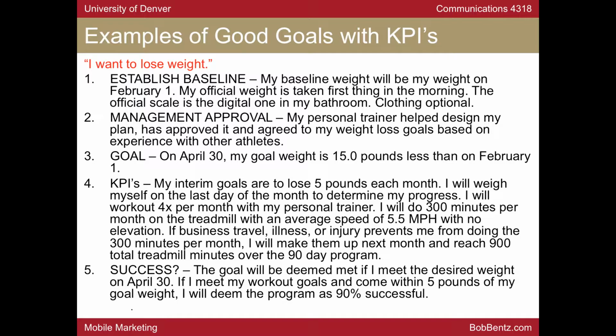You're going to have other KPIs. You're going to work out 4 times a month with your personal trainer. You're going to also work out on your own. You're going to do 300 minutes per month on the treadmill. You have an average speed of 5.5 miles. And if you're going to travel for business, or you have an illness or injury, and you can't attain the 300 minutes per month, you're going to make them up the next month so that you end up with 900 total treadmill minutes over the 90-day program. So those are interim goals that you can judge along the way and see if you're going to meet this ultimate goal at the end of the 15-pound weight goal.